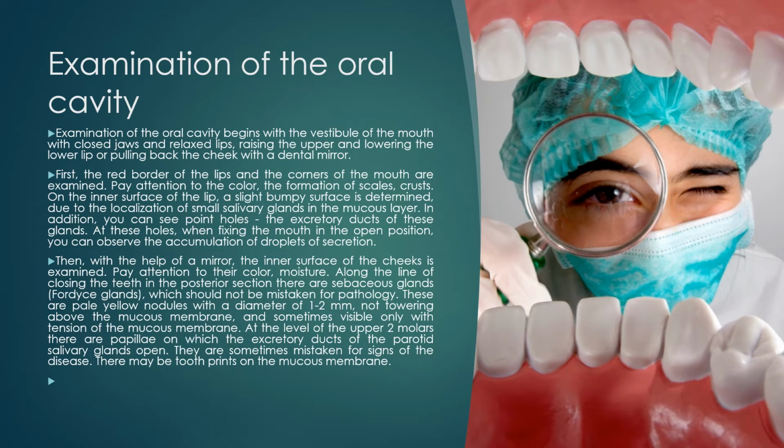Along the line of the closing of the teeth in the posterior section, there are sebaceous glands, which are called the Forsyth glands, which should not be mistaken for pathology. These are pale yellow nodules with a diameter of 1 to 2 mm, not towering above the mucous membrane and sometimes visible only with tension of the mucous membrane.